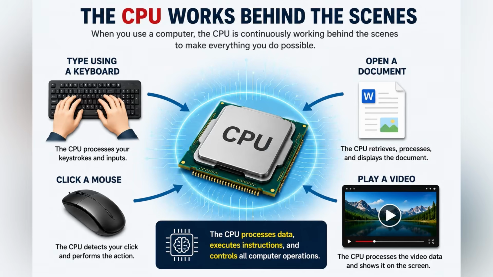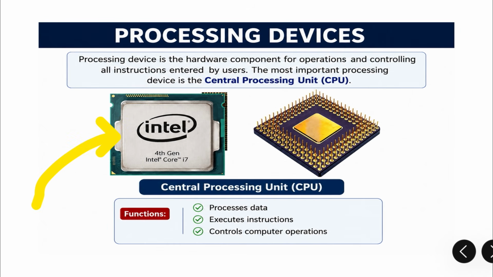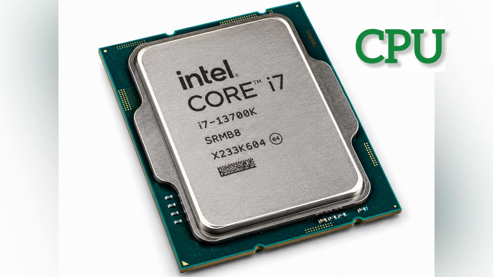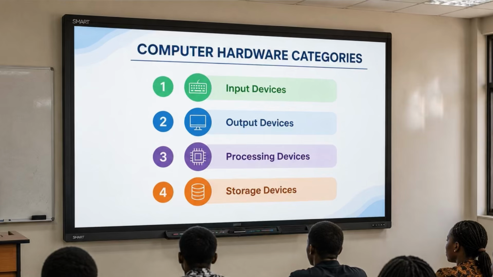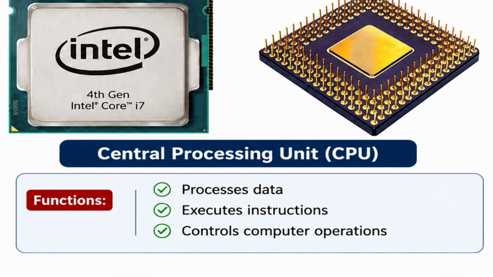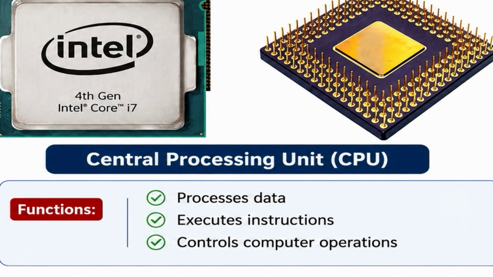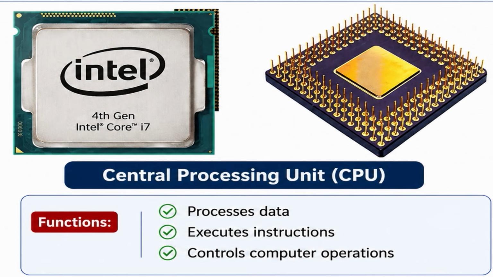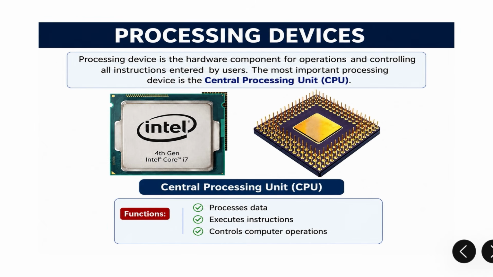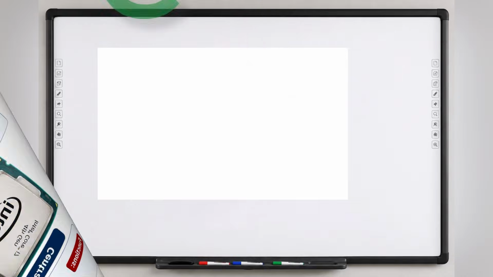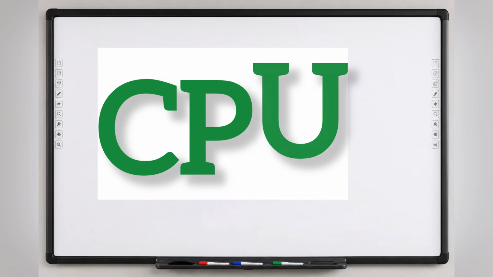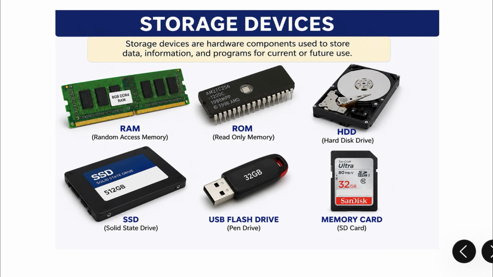In fact, without the CPU, a computer would be like a car without an engine. It might look complete on the outside, but it would not be able to do anything. That's why the CPU is considered one of the most important components of a computer system. Its main functions include processing data, executing instructions, and controlling the computer's operation. So, whenever you hear someone talking about computer speed or performance, the CPU is often a big part of that discussion. Let's talk about storage devices.